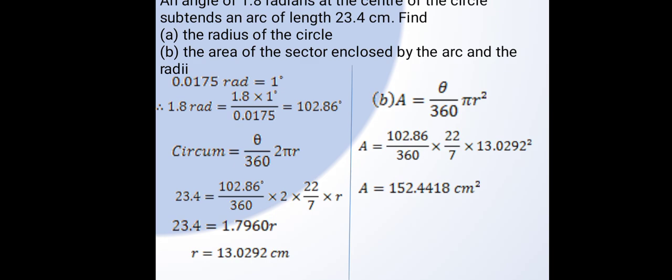all over 360 multiplied by 2 multiplied by 22 over 7 multiplied by r. We compute and find our r is 13.0292 centimeters. Now part B, the area of a sector, we know it is angle theta over 360 multiplied by pi r squared. Now taking our angle 102.86 over 360 multiplied by 22 over 7 multiplied by the radius we have just gotten, 13 centimeters, we get our area to be 152.4481 centimeters squared.